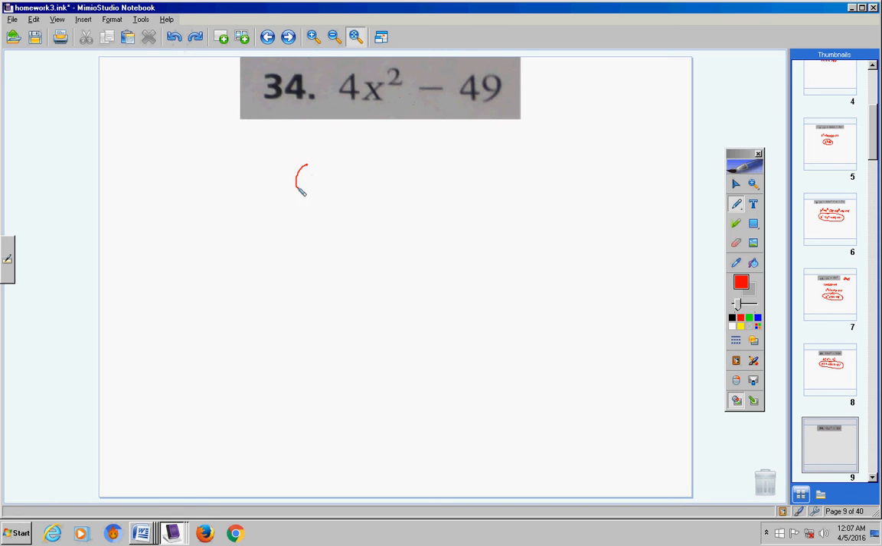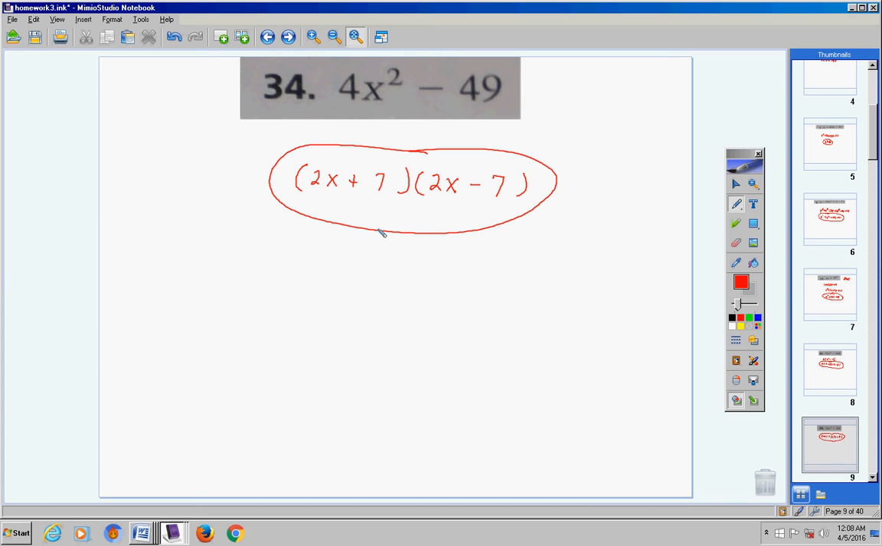So if we're dealing with perfect squares, we write two little parentheses. The square root of 4x squared is 2x, so we put a 2x here and a 2x here. The square root of 49 is 7, so we'll put a 7 here and a 7 here. Make one positive, make one negative. Now we know we're finished because neither one of these two binomial parentheses have perfect squares or perfect cubes. And let me check the back of the book, and we are correct. Moving on to number 35.